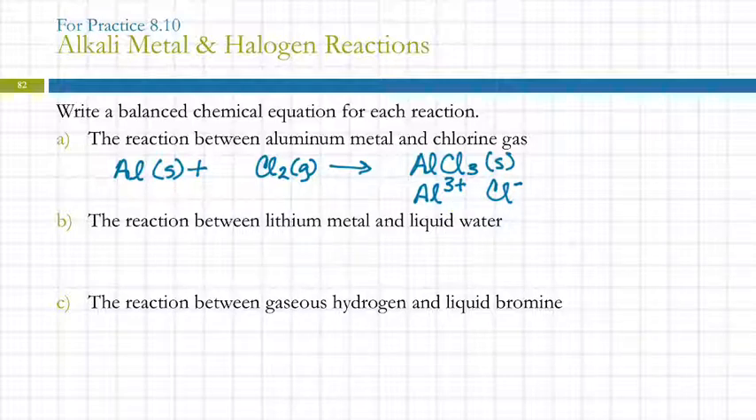So then we have to balance the equation. We've got 1 aluminum on each side, but we've got 2 chlorines on one side and 3 on the other. So if we double this, we can get rid of that odd number. Now we've got 6 chlorines, 3 molecules there, and 2 aluminums.